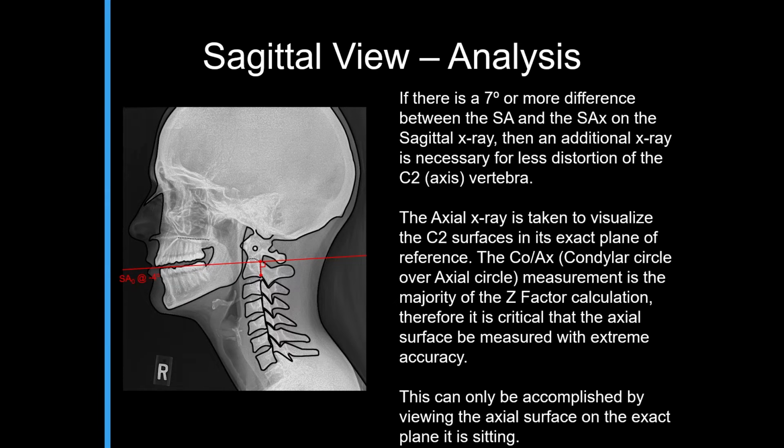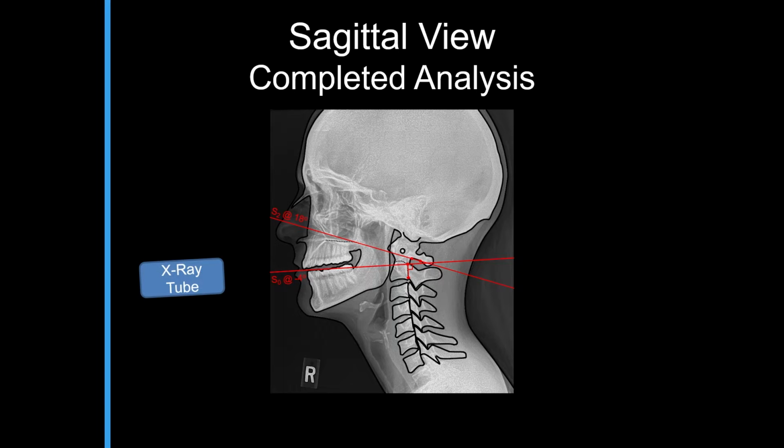Lots to read, but basically we're just saying that if there's a 7 degrees or more difference between the SA and the SAX on the sagittal X-ray, then to take out the distortion, we need to take this axial view. And I'll show a picture of why that's important. But the big thing is that the condylar and axial circles, when they are compared with each other, drastically change that Z calculation that we use to adjust someone. So this one needs to be perfectly along that plane line.